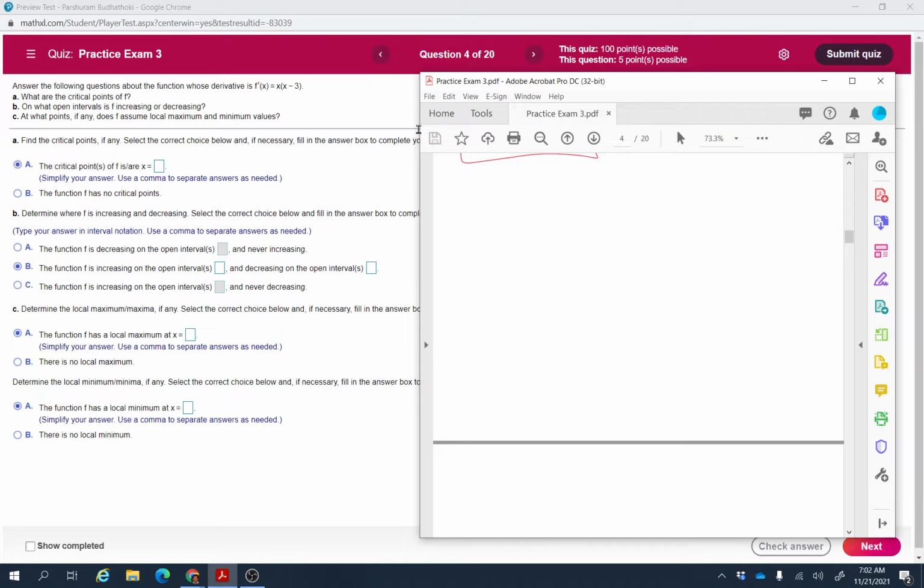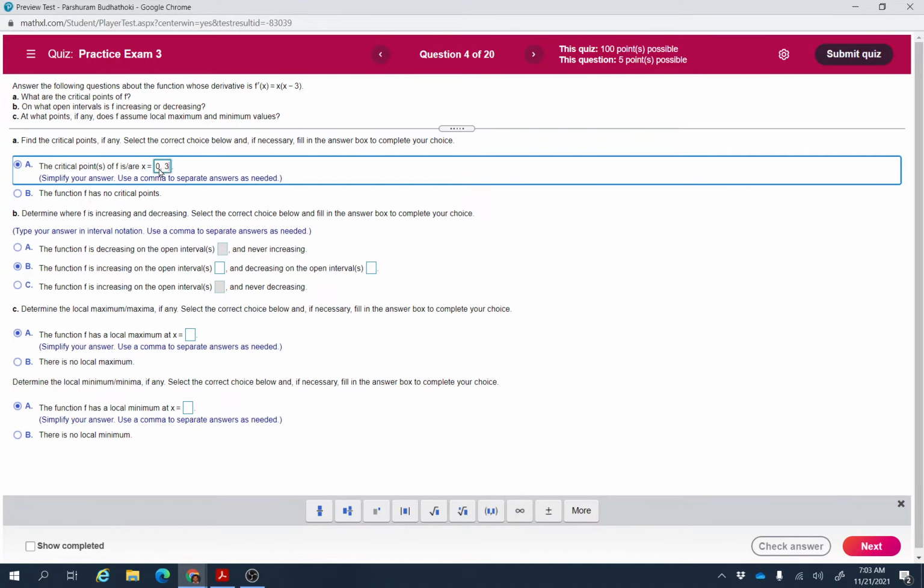As you can see, this is defined everywhere, so no problem with that. And we are going to equate this derivative with 0 and solve for x. By doing that, we will find two values of x, which are 0 and 3. So these are the critical points. 0 and 3 are the critical points, so that's our answer. 0, 3. Remember, simplify your answer, use a comma to separate answers as needed. Always read this instruction, how they want us to put the answer in these boxes.